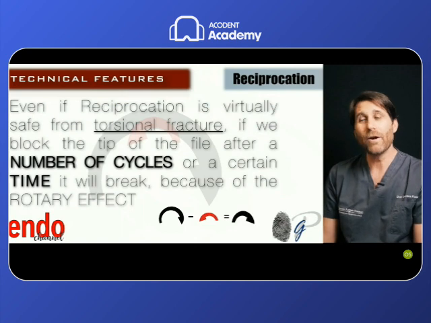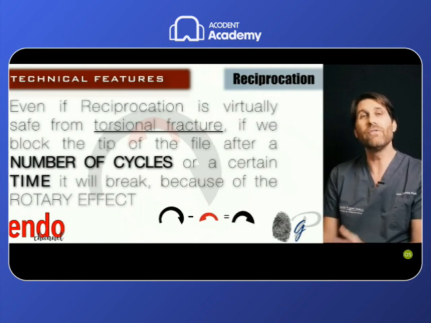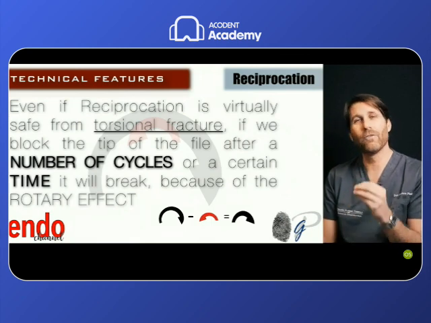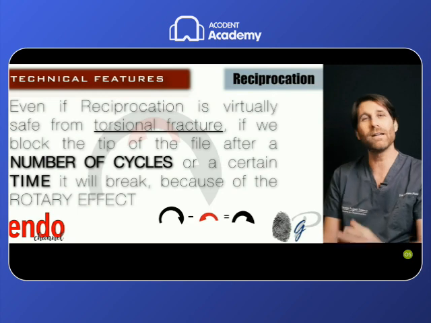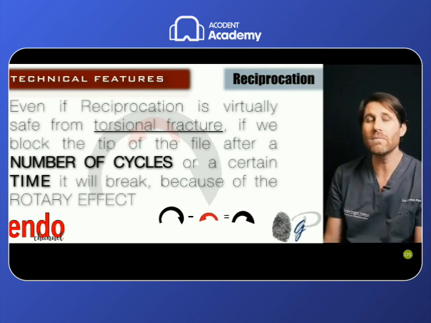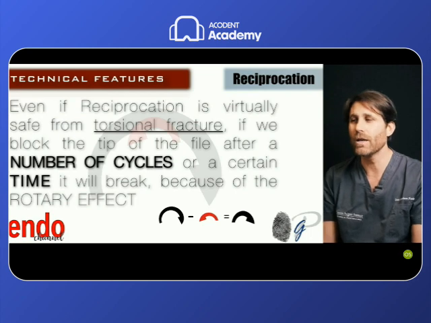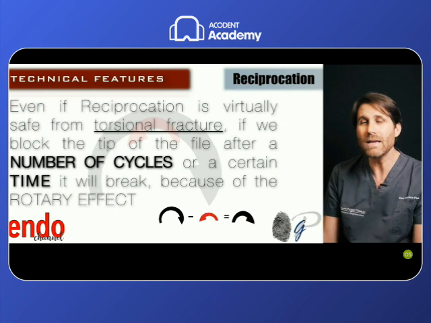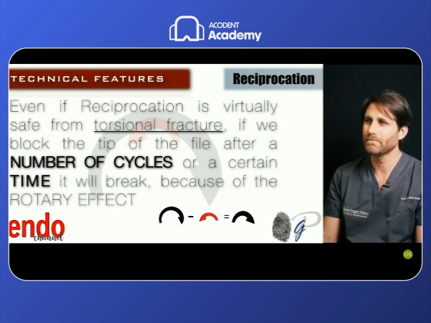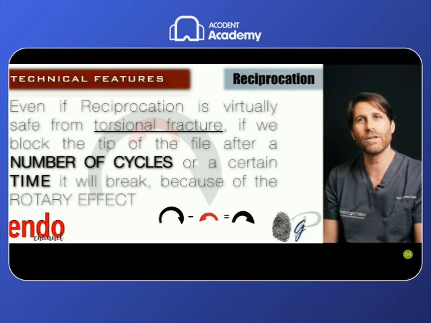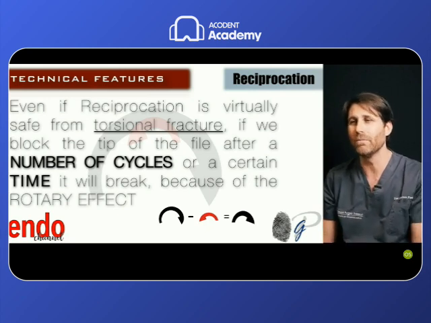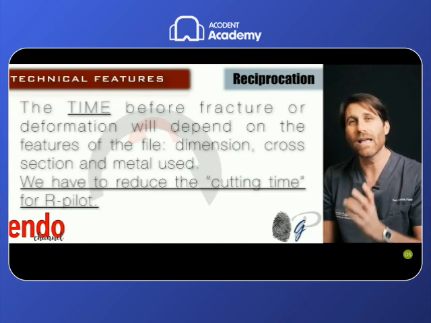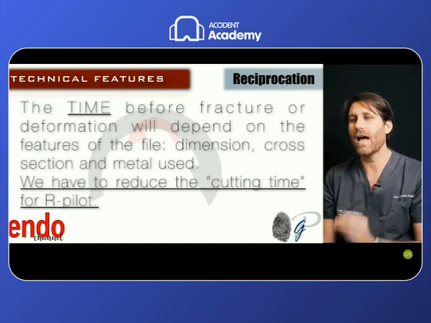This is done for a reason, because even if the reciprocation is virtually safe for torsional fracture, if we block the tip of the file for an increased number of cycles or a certain time, it may also break. It may break also if we use it in reciprocation because of the rotary effect of this reciprocating movement. What does it mean? It means that if we do this packing movement, pushing like the sustained pressure technique for too long, and we engage the tip, it may break because it has this rotary effect. So in this technique we have to reduce the cutting time for the Air Pilot file.